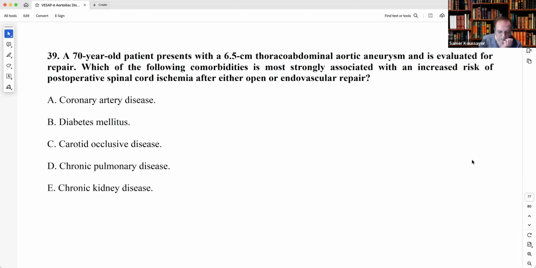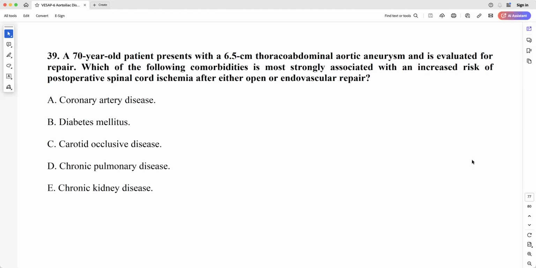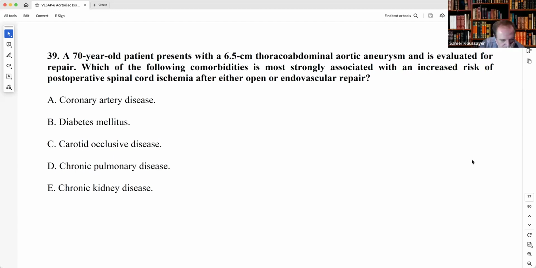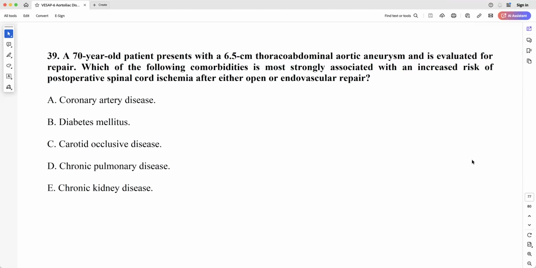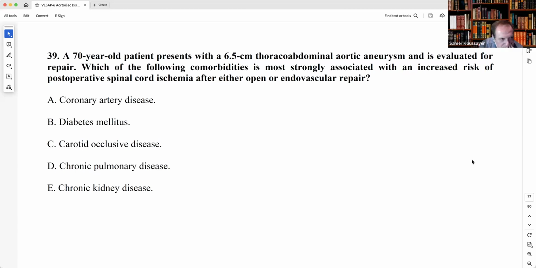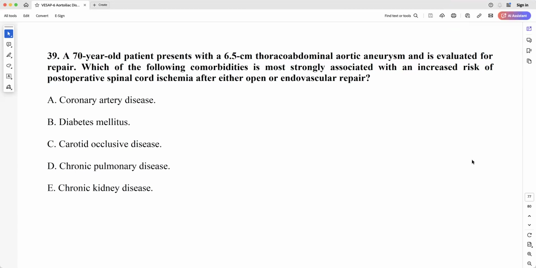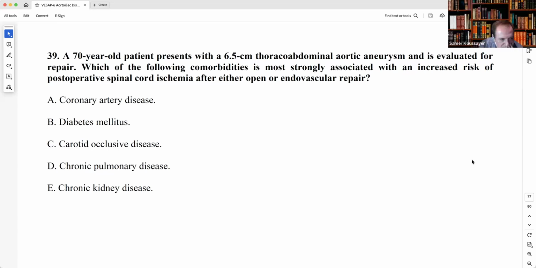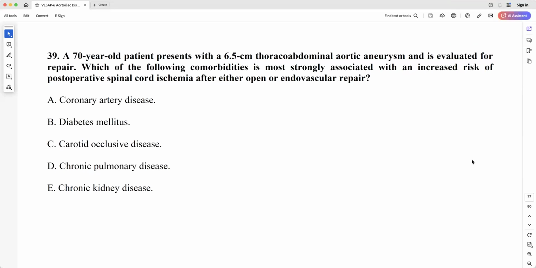Okay. All right. So let's go to this question now. Who was that? Ahmed? Yes, please. Coronary artery disease, I don't think this is related. Diabetes, I did not read before that it was associated with this. Correct, yeah. Carotid occlusive disease, no. But subclavian, maybe. COPD, I don't think so. Yeah. But chronic kidney disease is very well known.